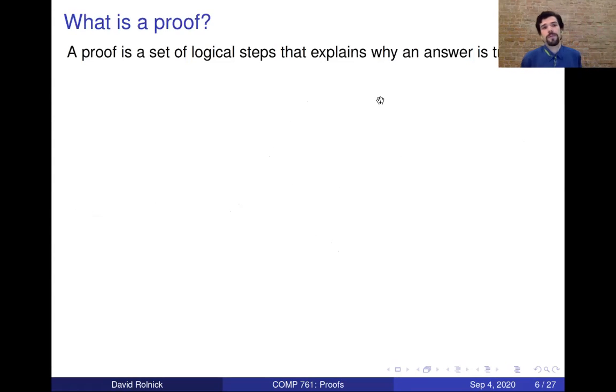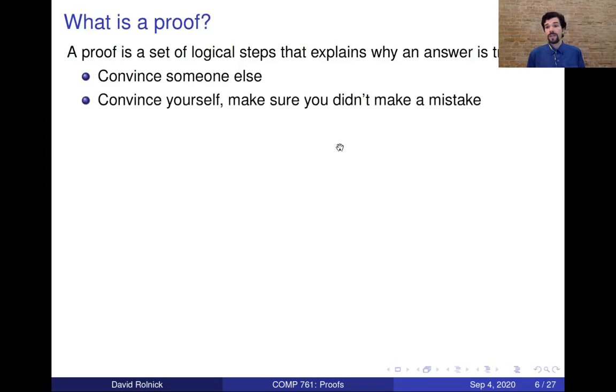So what is a proof? A mathematical proof is a set of logical steps that explains why an answer is true. There are several reasons why you might be interested in one of these proofs. First, you might want to convince someone else. If you're trying to explain why an answer is true, the obvious reason is that somebody says, I don't think it's true, and you want to tell them why it is true. You want to give them a set of logical steps that will convince them as well.